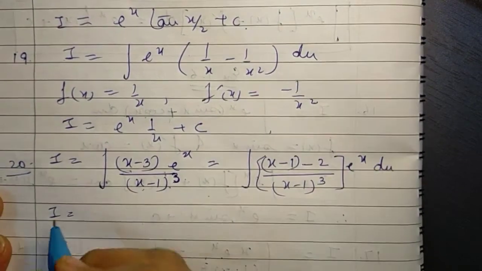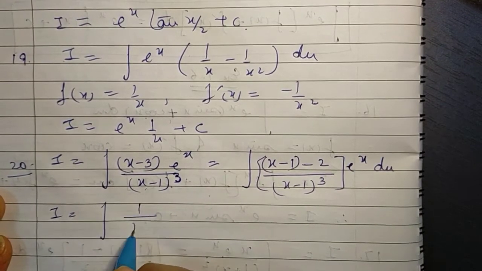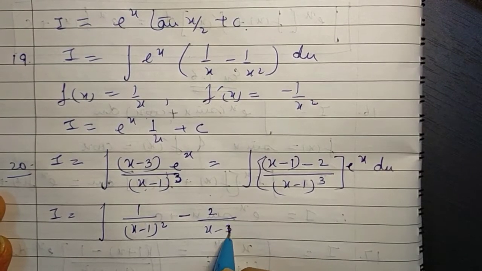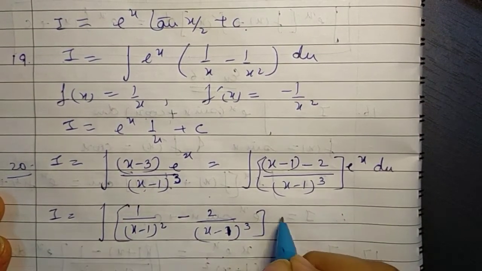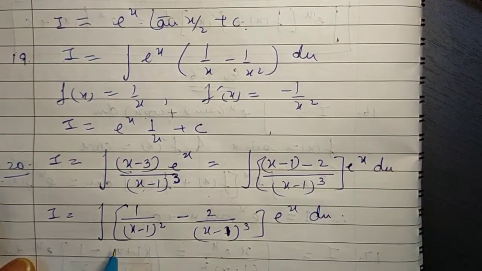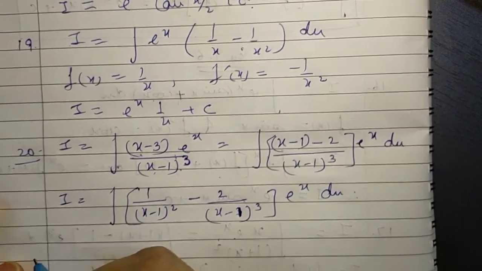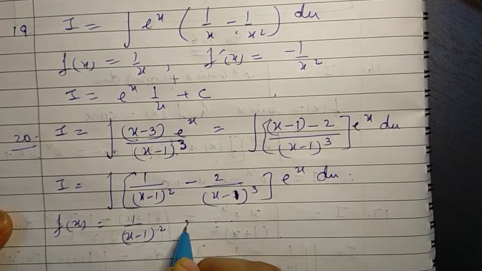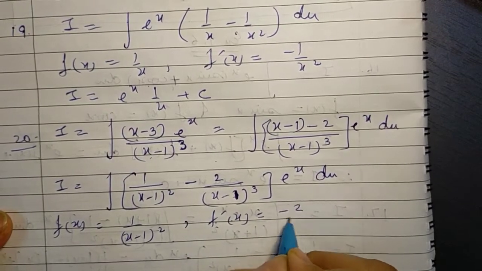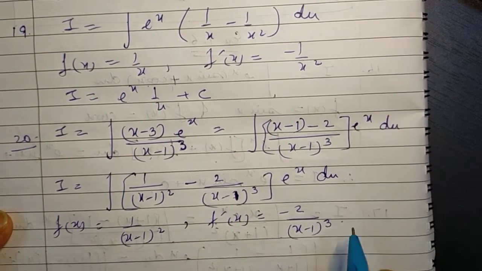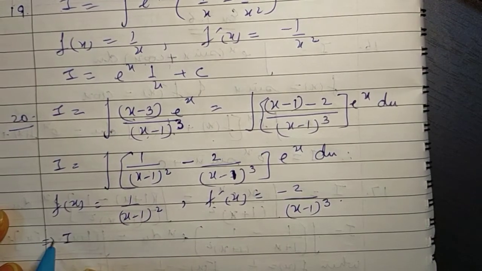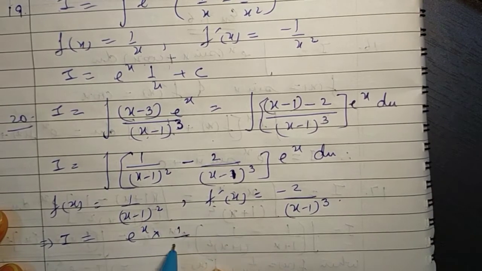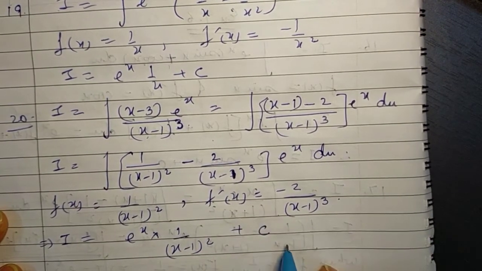Now splitting the numerator, we get (1 upon (x minus 1) whole squared minus 2 upon (x minus 1) whole cube) into e raised to x dx, which is again in the form f(x) plus f'(x), because if we put f(x) as 1 upon (x minus 1) whole squared, we get f'(x) will be minus 2 over (x minus 1) whole cube, and therefore we get I is equal to e raised to x into f(x), which is 1 upon (x minus 1) whole squared, plus a constant.